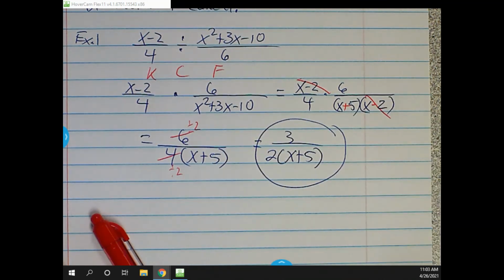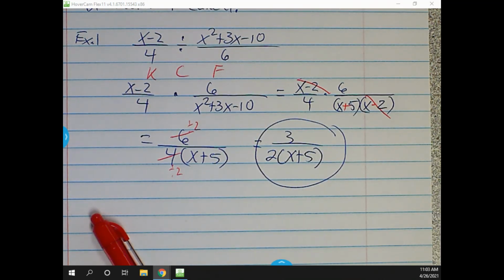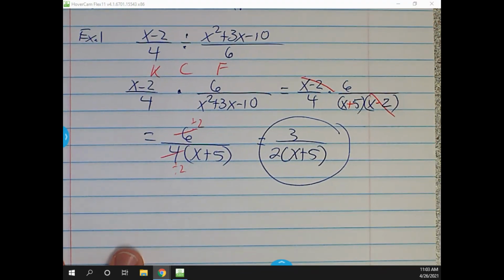And again, with division problems, I'm not going to have you worry about doing excluded values, because you do enough of that with the multiplication problems. Once you get there, that's all you're going to have to do. You're not going to have to do any excluded values on the divisions, just the multiplications.